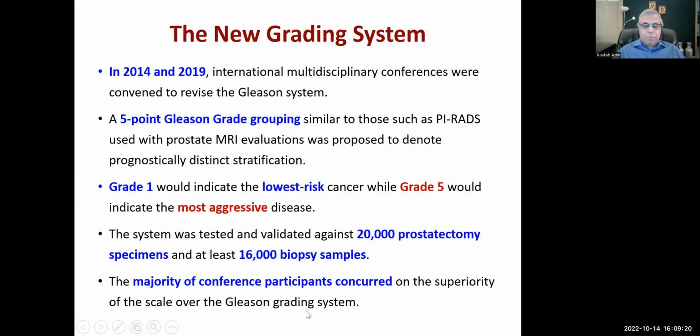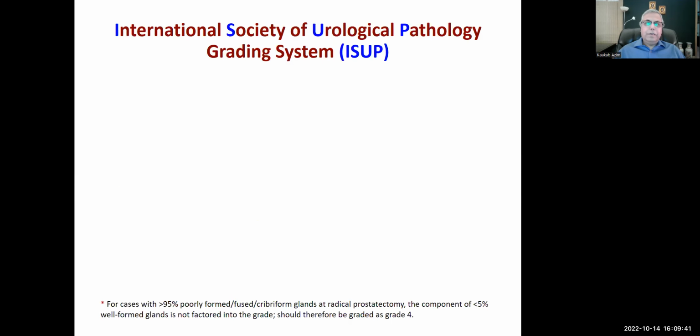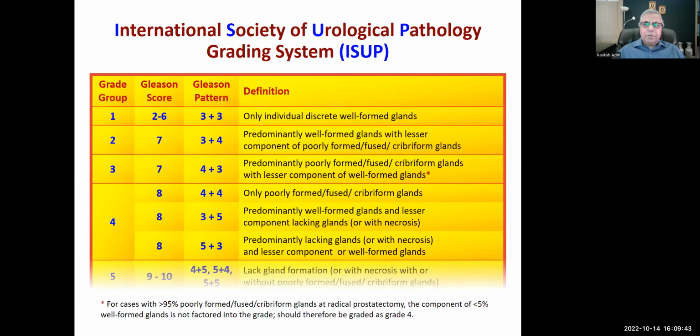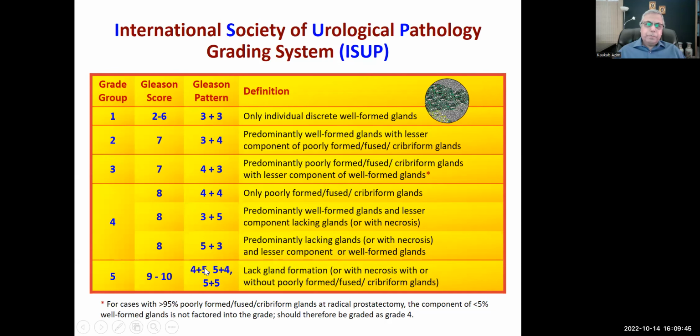So now what pathologists do is they'll tell you the Gleason score as well as the Gleason grade. Grade means the differentiation: poorly differentiated, well differentiated, moderately differentiated. So the pathologist will give you the Gleason grade as well as the grade grouping, right? So this is how the grade grouping is done.